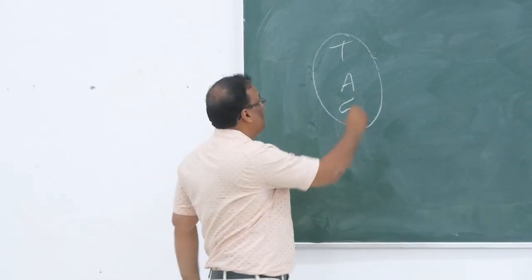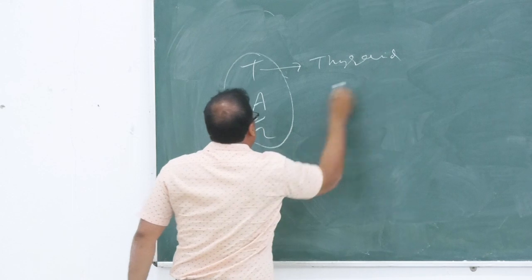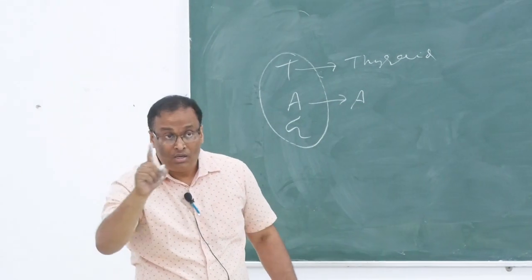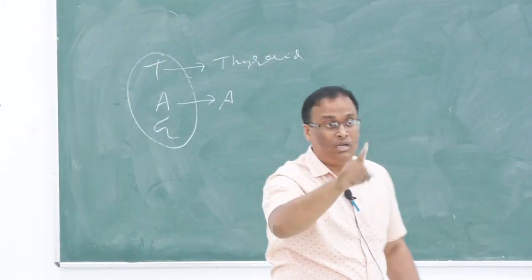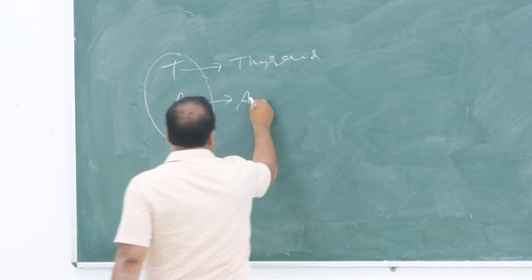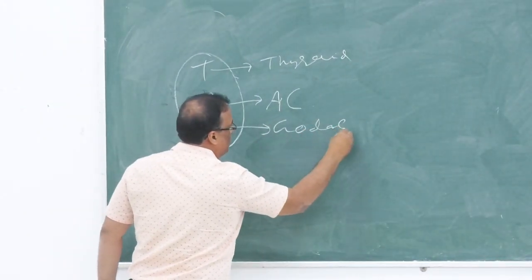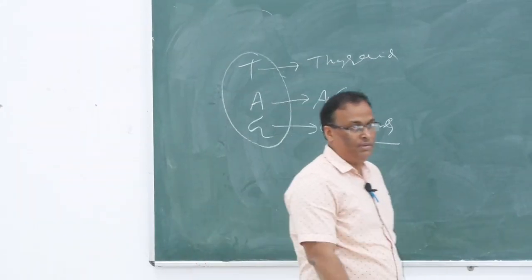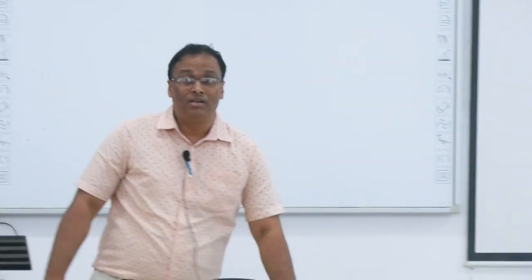What are the names? Tell me. Thyroid, adrenal cortex, not medulla. Remember always, it is the adrenal cortex, and the gonads or gonadal glands. So these are dependent on the pituitary.